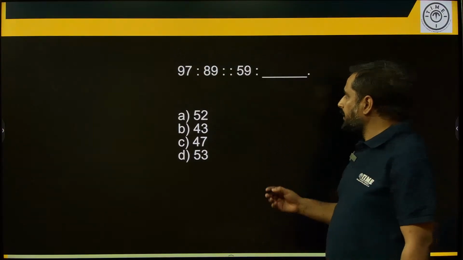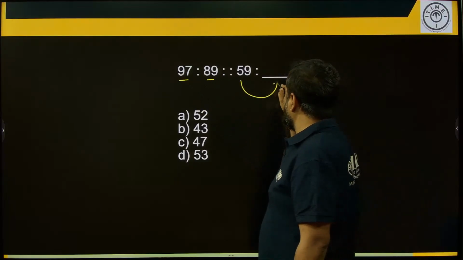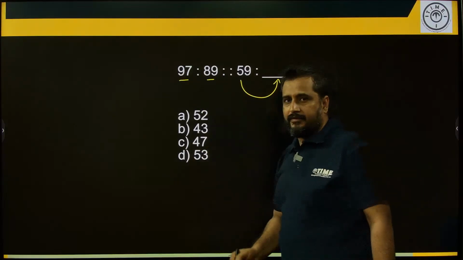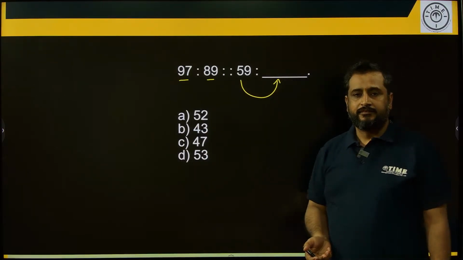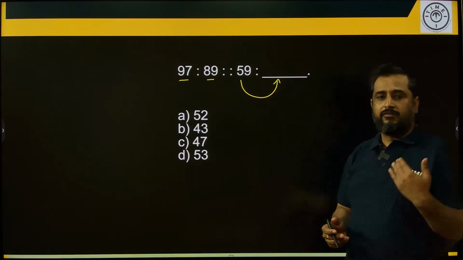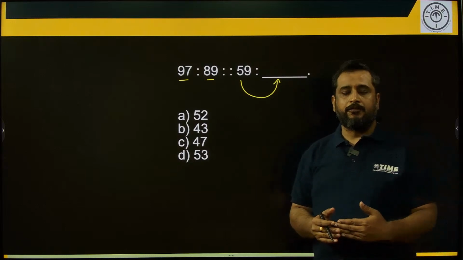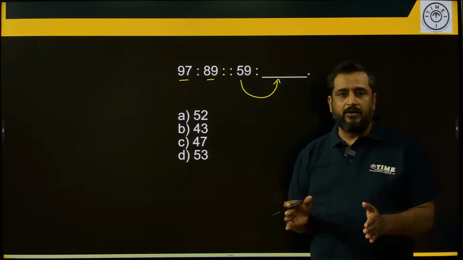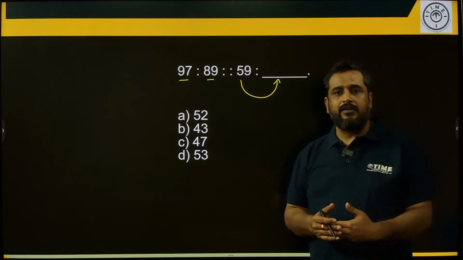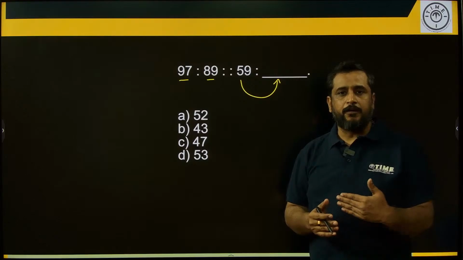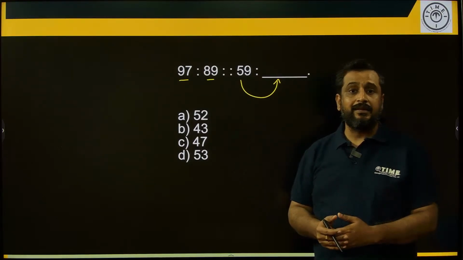97 is to 89 in proportion to 59 is to dash. Now, when I am reading these numbers, I am able to recognize what these numbers are. Because in our previous videos also we suggested you try to remember the prime numbers up to 25. Between 1 to 100 we have 25 prime numbers. We suggested you remember that. Similarly, squares up to 30, cubes up to 15. Try to remember them to recognize the numbers and to answer the questions in less time.